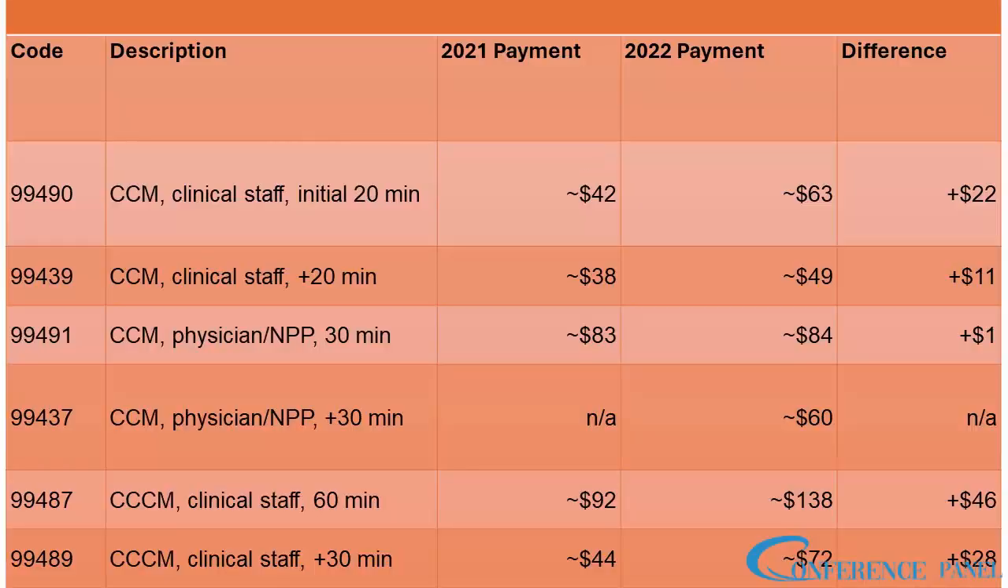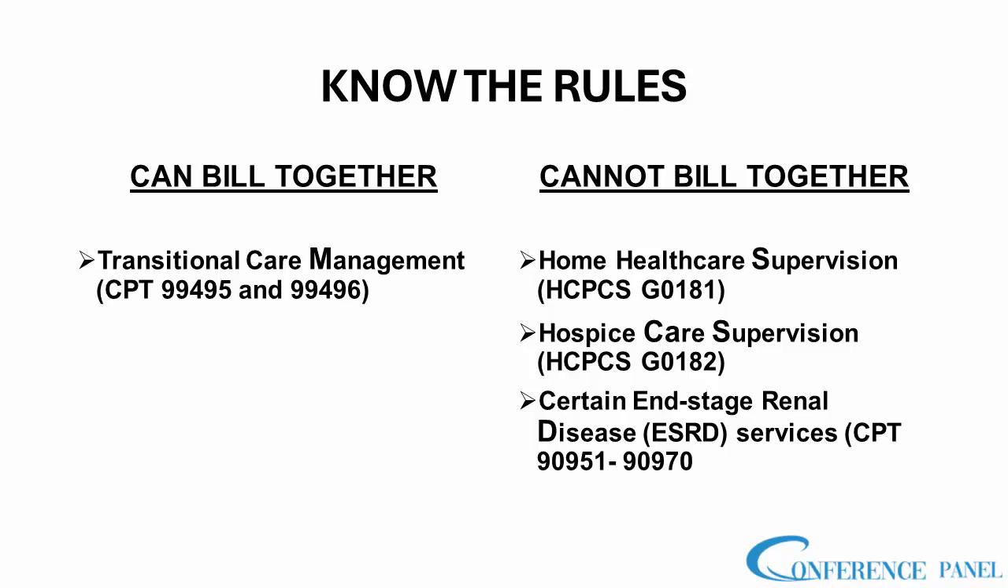I just want to show you here an example. After the 2022 payment increase, nothing really changed. Therefore, it kind of stops here at the 2022 payment. As of 2022, we can bill CCM together with transitional care management. If you're billing for any of those codes, then CCM is going to be rejected.